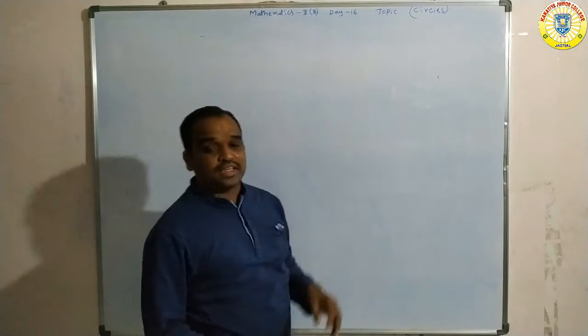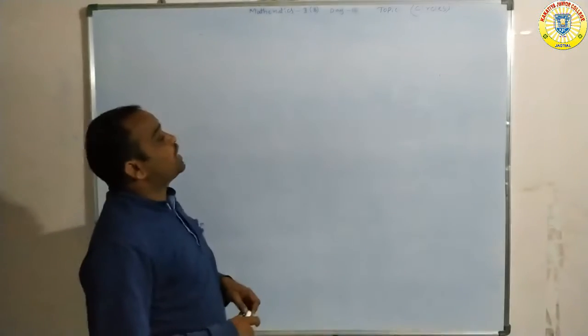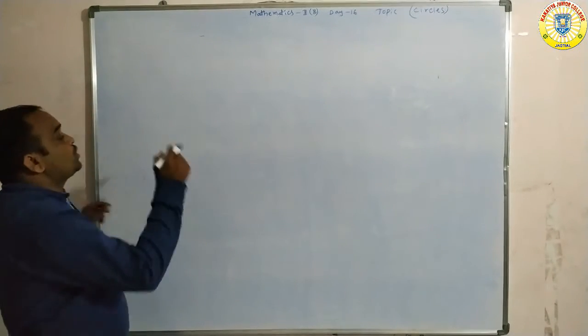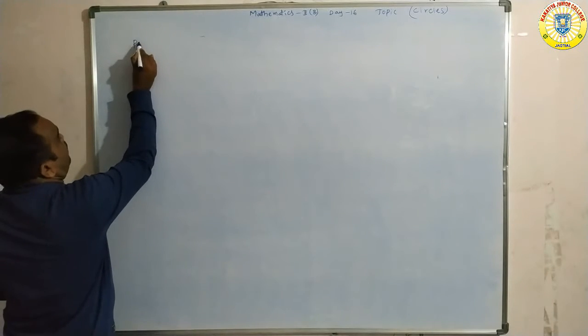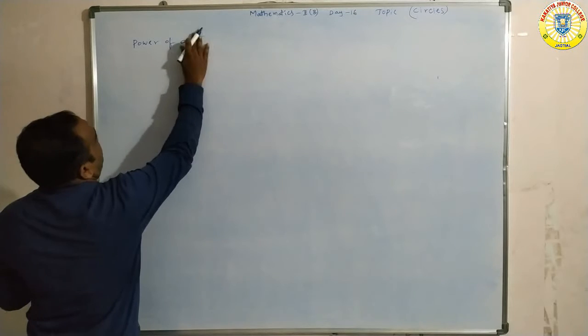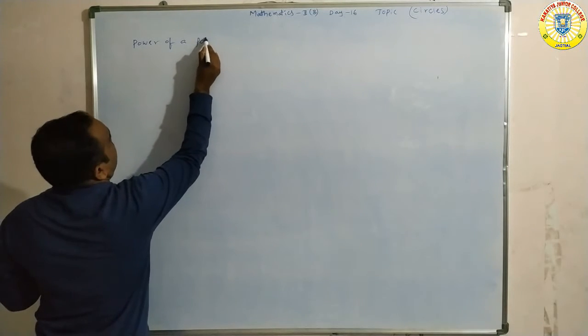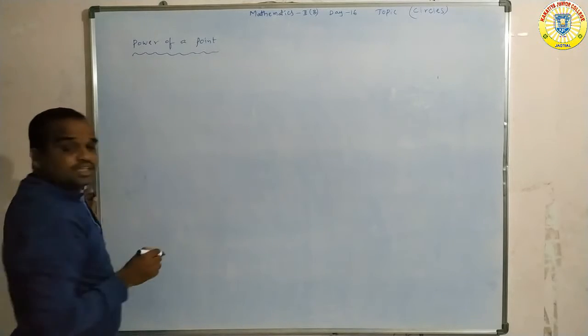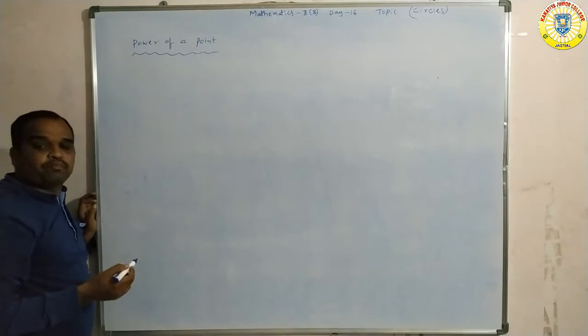Running topic is circles. So already 15 classes are completed. Now continuing the 16th class. Today we are discussing power of a point. Power of a point. Okay?